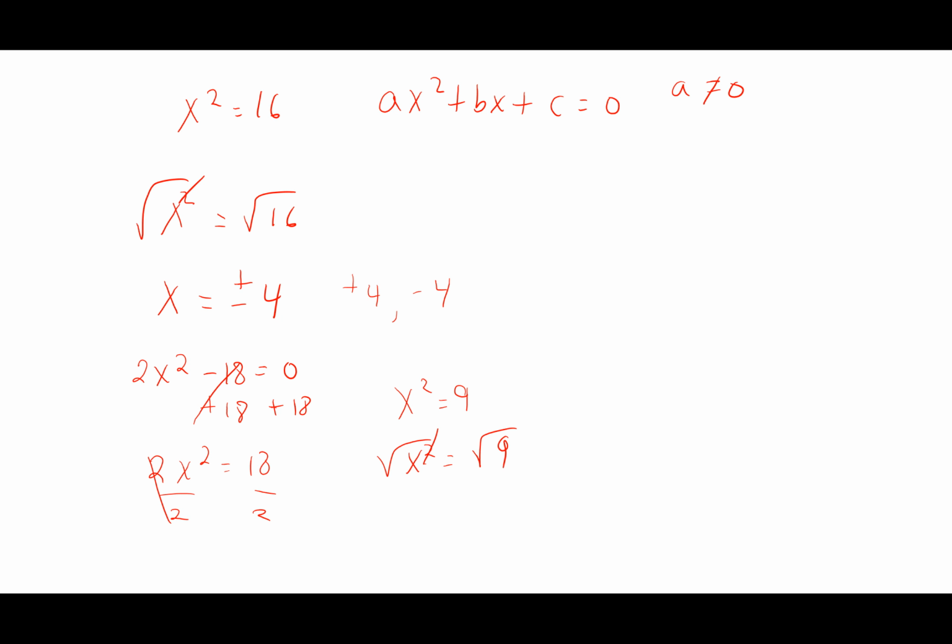That's going to get rid of that square. So x is going to equal plus or minus 3. Or plus 3, minus 3. Okay? So you're going to have 3 of those type.